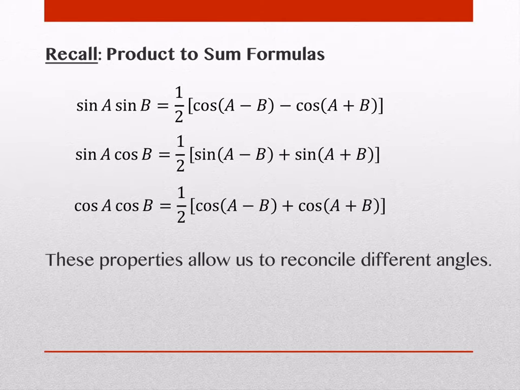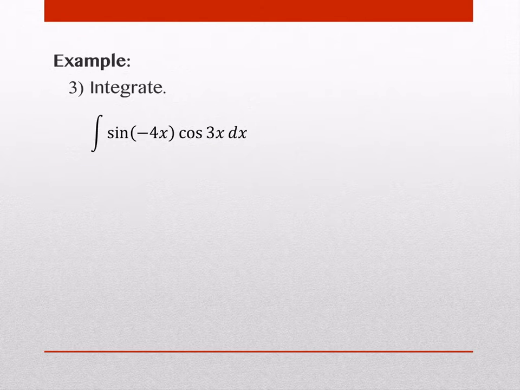So this one right here is the second one, it looks like, right? Because I've got a sine and a cosine in it. And I'm going to end up with a 1/2. I'm going to subtract the angles. I'm going to add the angles, and we're going to go from there.